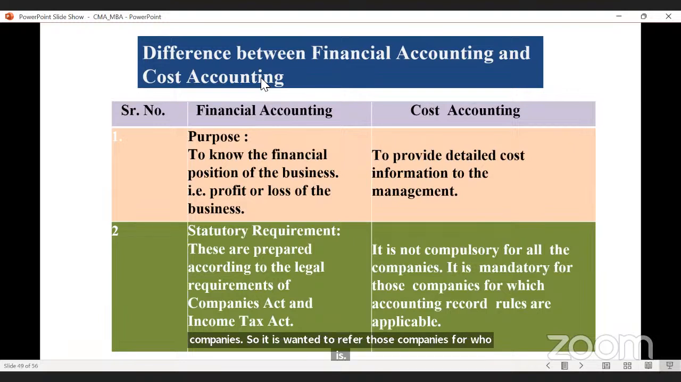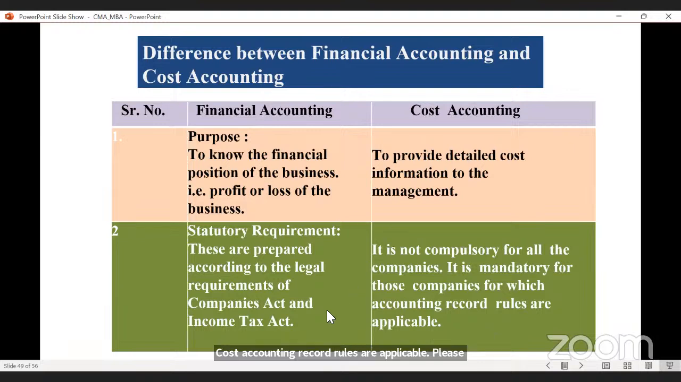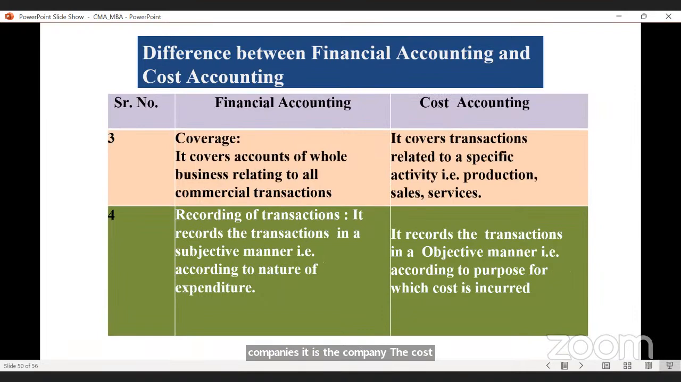Please remember, from the statutory requirement point of view, in case of financial accounting it is mandatory. In case of cost accounting, it is not mandatory. For some companies it is voluntary, but for some companies it is compulsory. Why? Because the cost accounting record rules are applicable.